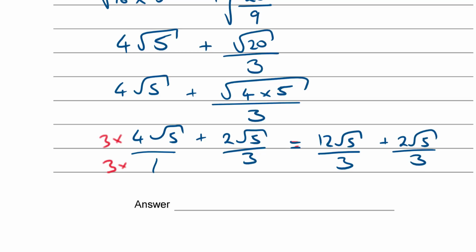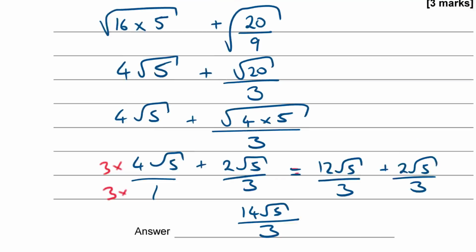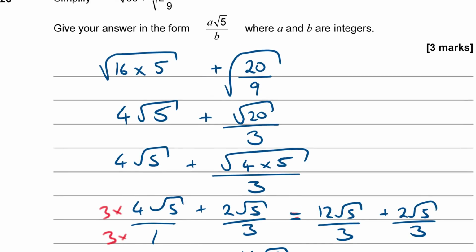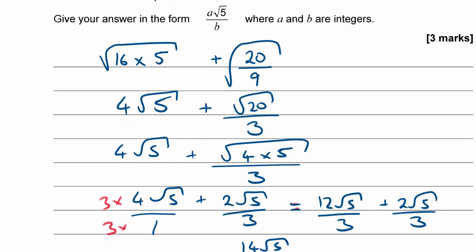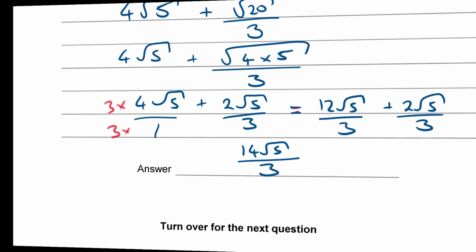So now I've got two fractions with the same denominator. So I simply add the numerators together. So 12 root 5 over 3 plus 2 root 5 over 3 is going to be 14 root 5 over 3. So it's in the form of a root 5 over b now, isn't it? Where a is 14 and b is 3.